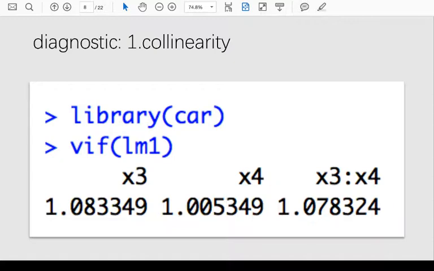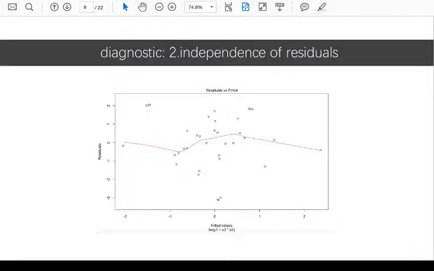In this situation, I don't have an abnormal beta, and these variance inflation factors show how much the variance of the estimated regression coefficient is increased because of collinearity. They are just around 1, so they are not so high. Maybe they are not a problem. And for the second diagnostic, I read in the plot here. It's about the independence of residuals, which is one of our assumptions.